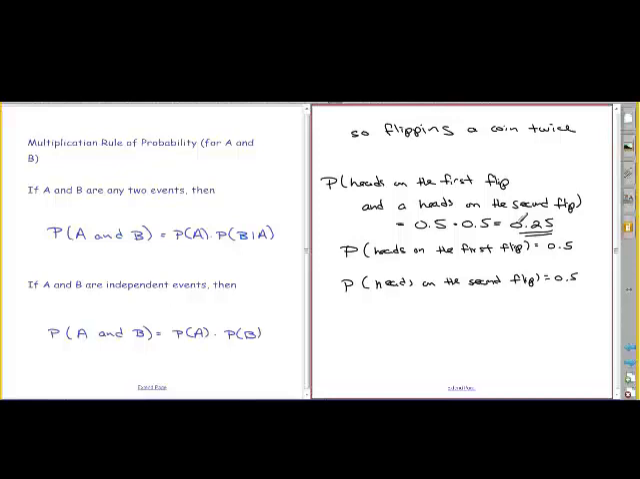So that's the other options. You can get a head the first time, tails the second. You can get a tails the first time and a heads the second. You can get a tails the first time and the second time. Those are the four possibilities, and each of them have a 0.25 probability, and you get those just by multiplying the probability of each step.